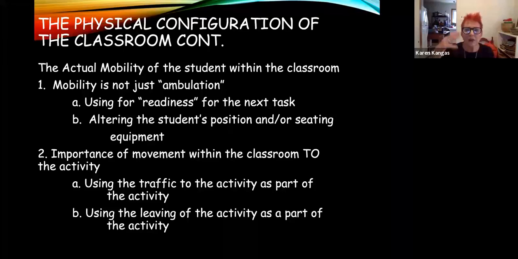Okay, so the actual mobility of the student within the classroom also affects it. Mobility is not just ambulation. Mobility means movement, and movement in the body is extremely important. When I talked to you last week about how we get in a task engaged position, moving my body towards the book is getting me ready to pay attention to listening to that book. So altering the student's position and the seating equipment makes a huge difference.